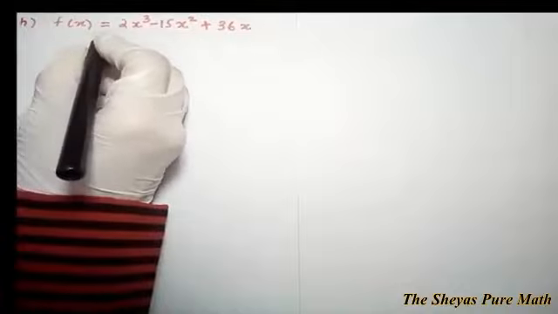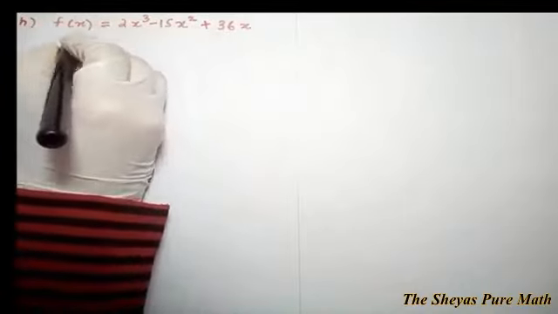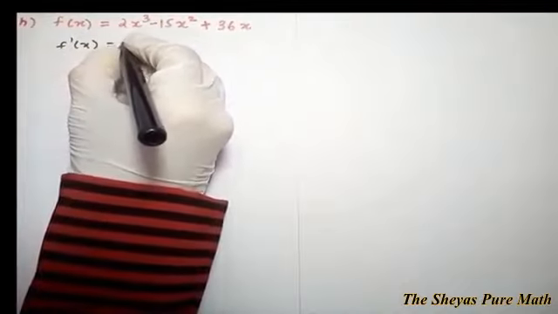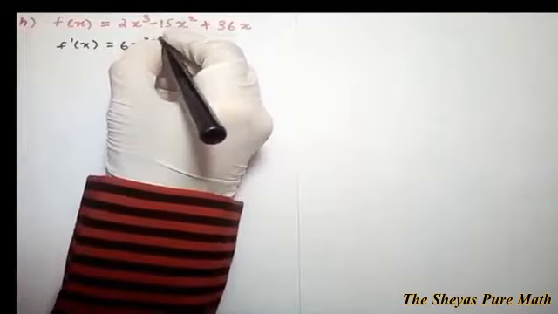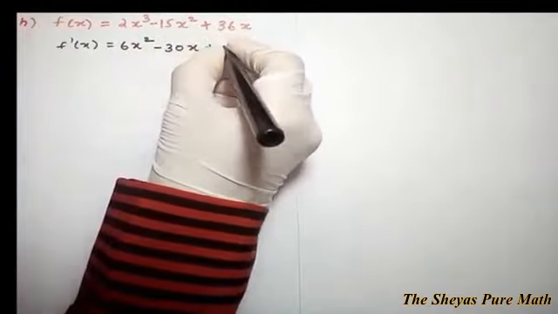So the next problem is f of x is equal to 2x cube minus 15x square plus 36x. So what is your first step? f dash of x. So 2x cube differentiation is 6x square, 15x square differentiation is minus 30x, and 36x differentiation is 36.